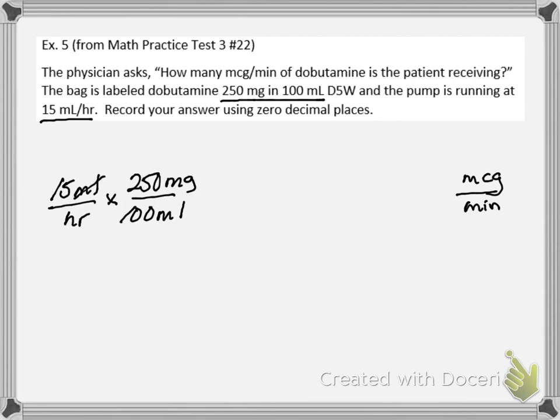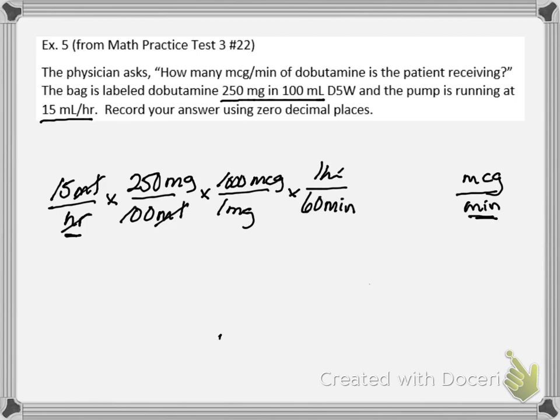I cross out what I can, and I see that's in milligrams per hour. So I know I need mcg, so I'm going to do a conversion, and that conversion is 1 milligram is 1,000 mcgs. And I see that this is in an hour, and that my answer needs to be in minutes. So I do a time conversion of 1 hour is 60 minutes.